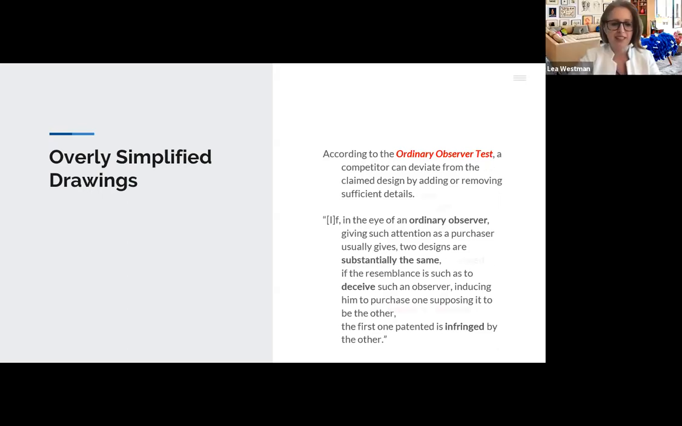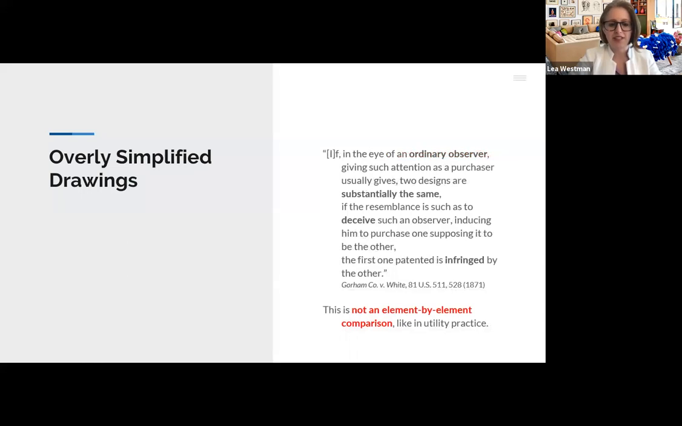Michelle, if we can go to the next slide. One of the things that I found striking as transitioning to learning some of this design practice is that, as Joe just mentioned, if you have, for instance, a 103 issue and you're looking at the obviousness of the design, in a mechanical utility case, you're looking for that element or that limitation that's not present in the prior art to try to distinguish. And that's not the case here, right? You are, as we just talked about, looking as an ordinary observer at the design as a whole. It's just not an element by element comparison, which is a very different approach.